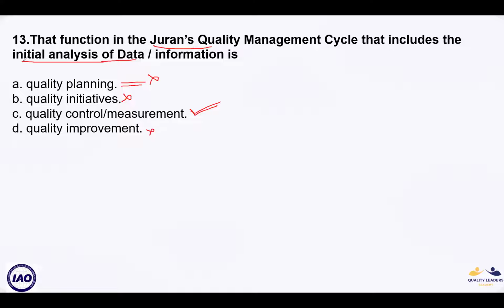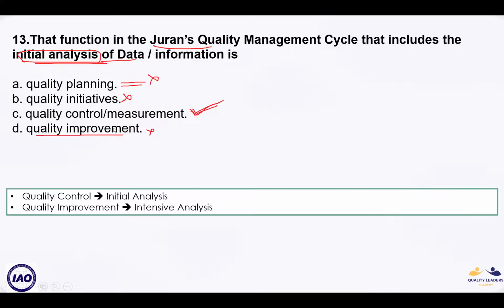And there is one more key. It's talking about initial data analysis. In the quality control step, initial data analysis is done. And in quality improvement, intensive data analysis is done. These are two different things that you should be remembering. Okay. So that's one thing which you should actually remember. Quality control is initial analysis, quality improvement is intensive analysis. If it talks about intensive analysis, quality improvement is the right answer. If it talks about initial data analysis, it is quality control, right?